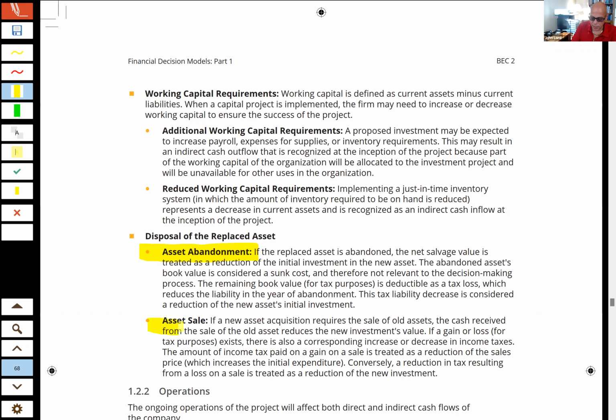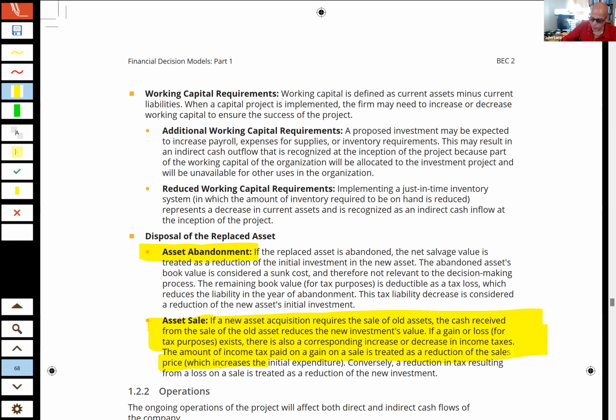Now, if we sell the asset, if a new asset acquisition requires a sale of the old asset and cash is received, it will depend on whether there's a gain or loss, and there's also a corresponding increase or decrease in the tax. So, of course, the cash that comes in, but we will have to pay tax on that if we have a gain associated with that.